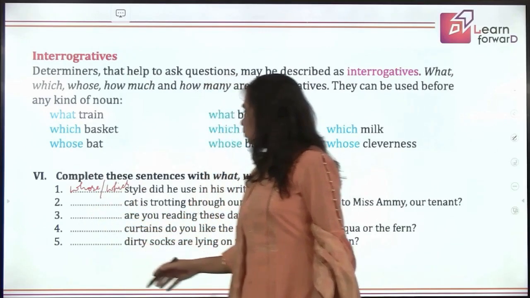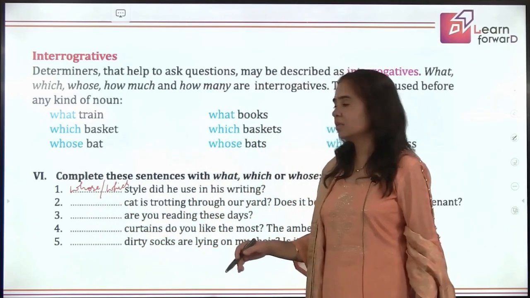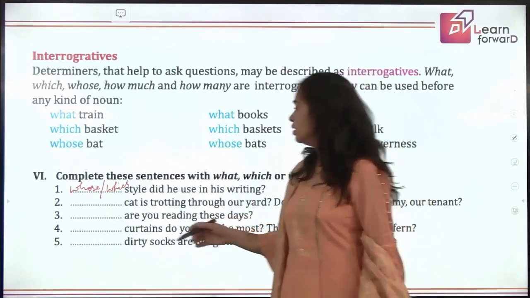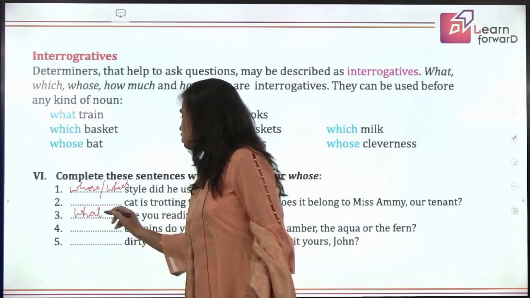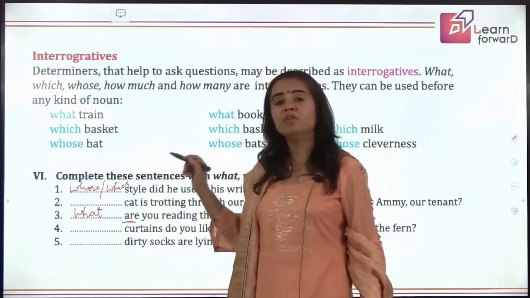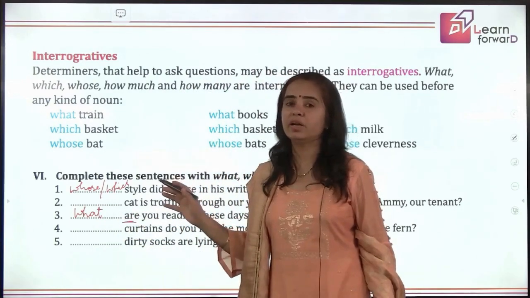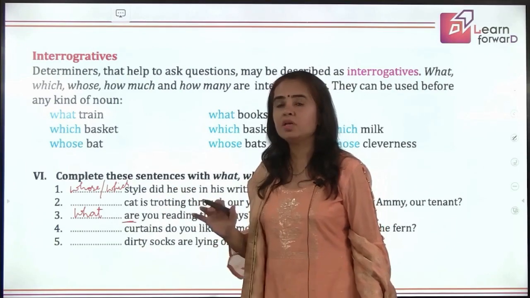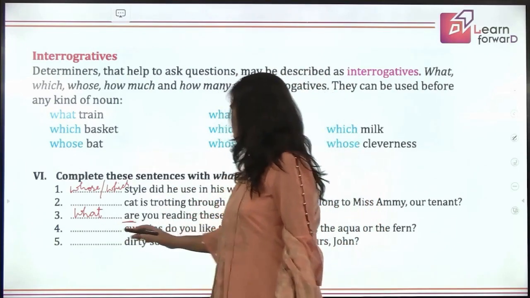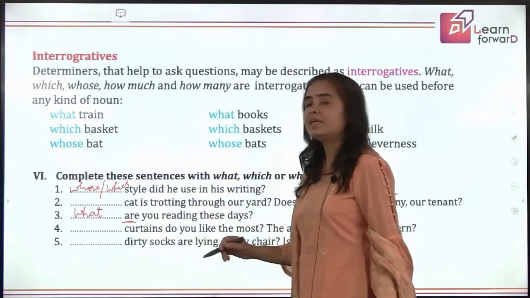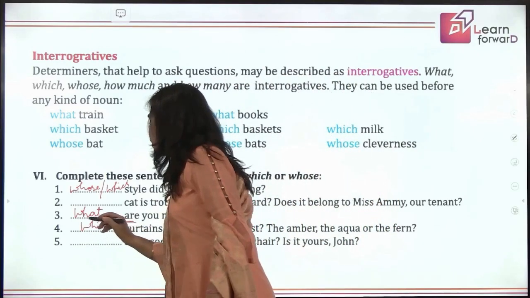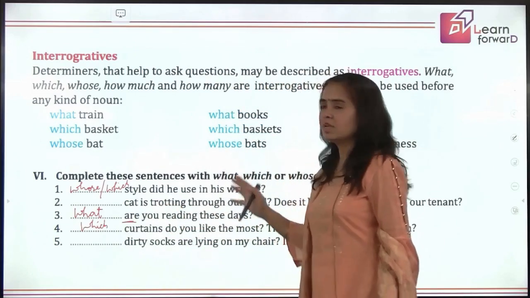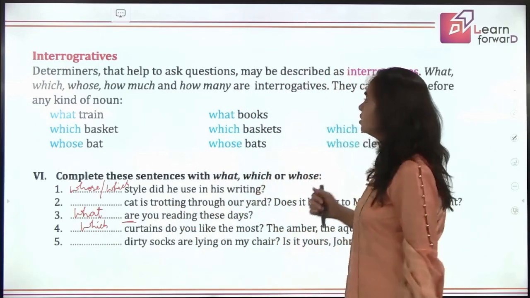Let's do third one. Dash are you reading these days? What are you reading these days? But then children, let me tell you, because the interrogative is not followed by a noun, although it is an interrogative word, it will not be your determiner. Dash curtains do you like the most? Yes, which curtains do you like the most? So good. Here it will be a determiner and interrogative. So rest two, you can just go ahead yourself.